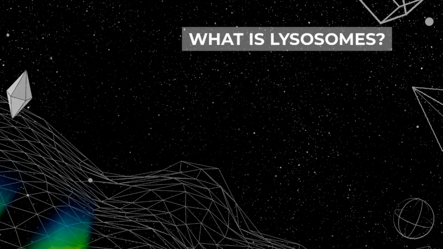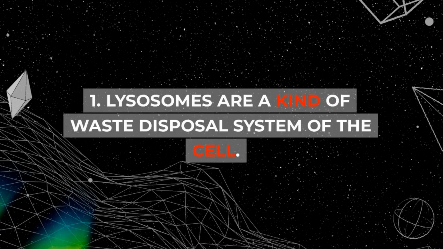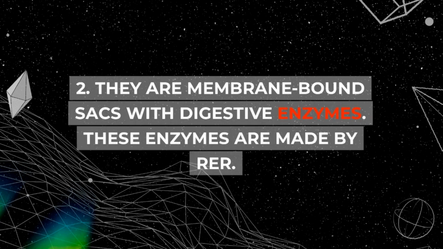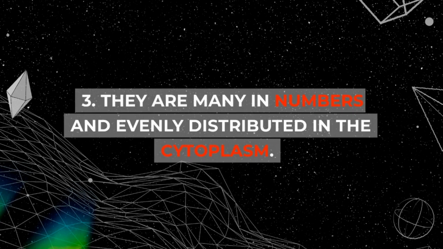What are lysosomes? 1. Lysosomes are a kind of waste disposal system of the cell. 2. They are membrane-bound sacs with digestive enzymes. These enzymes are made by RER. 3. They are many in number and evenly distributed in the cytoplasm.